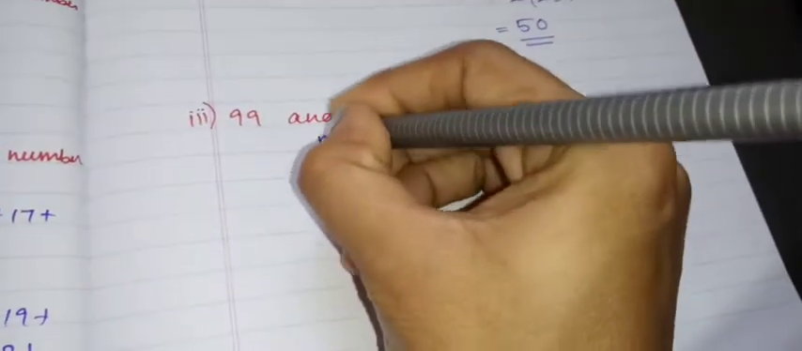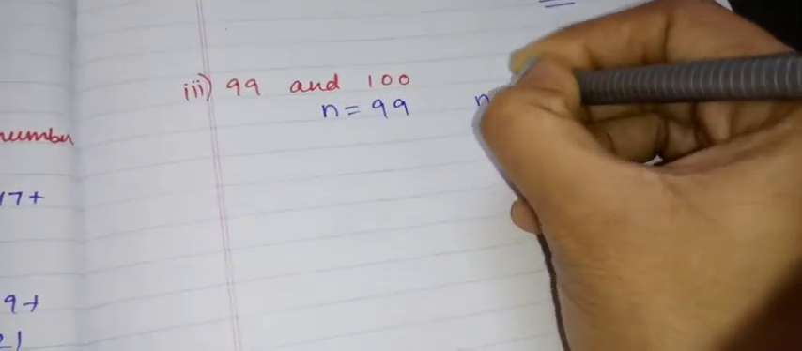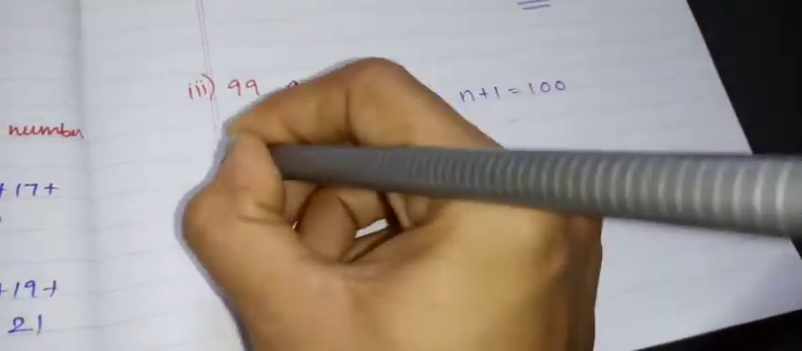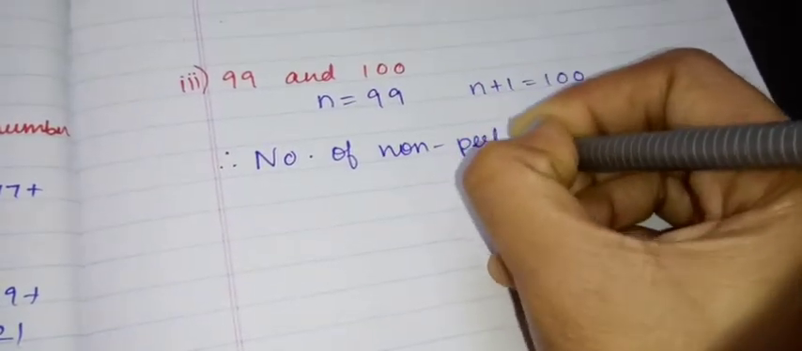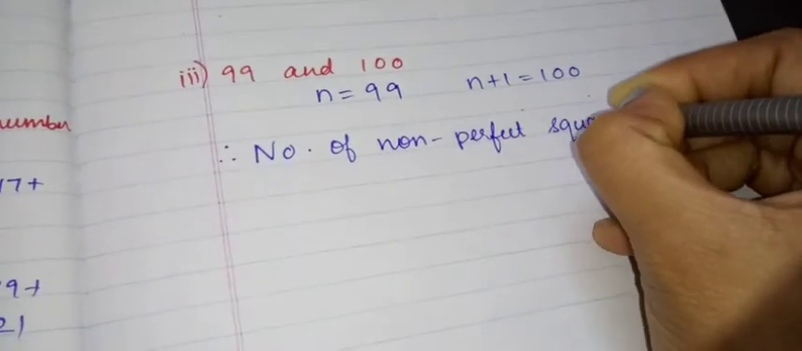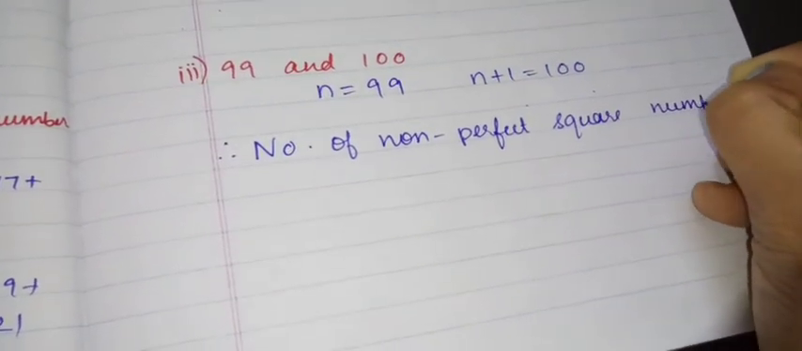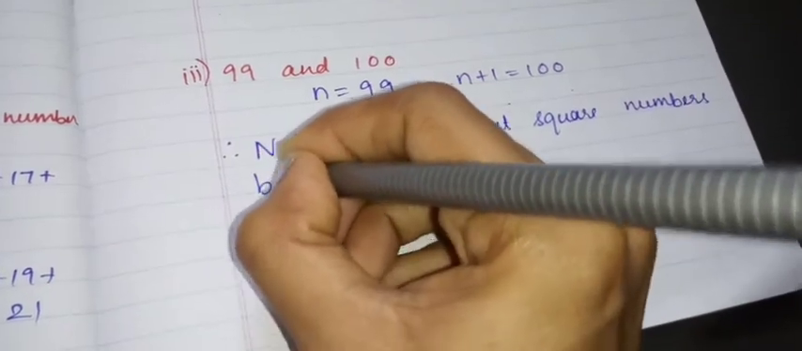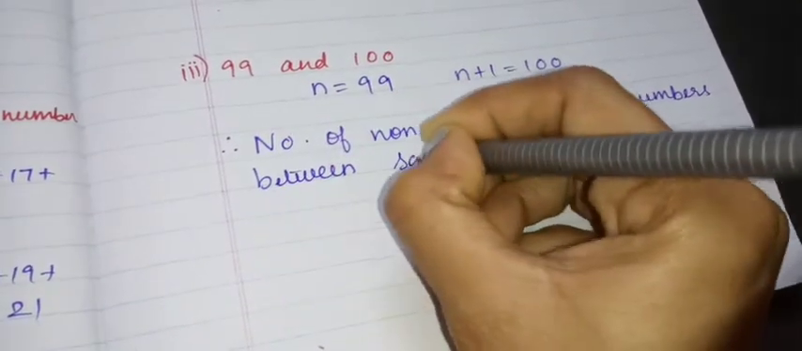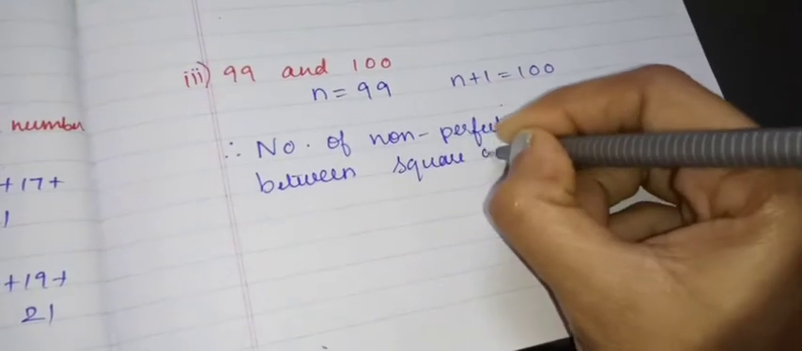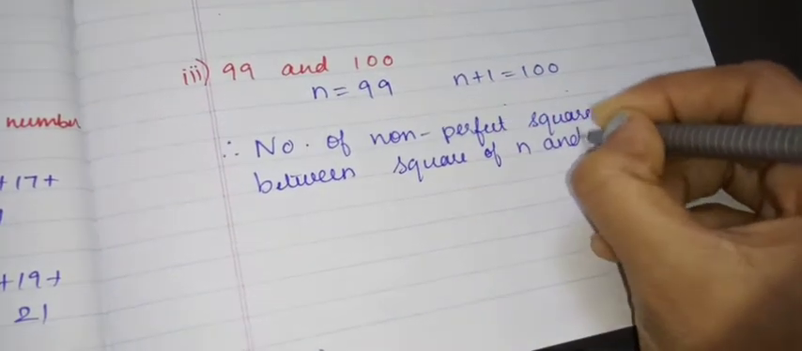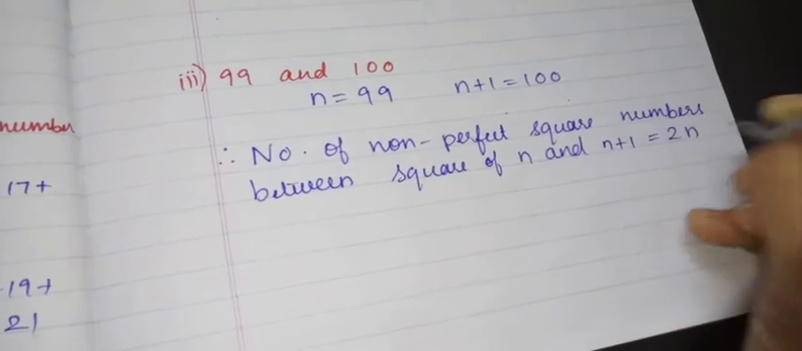Okay. Next, third problem. Which one will you take as n? 99. So n plus 1 means 100. Okay. Therefore, the number of non-perfect square numbers between squares of n and n plus 1 is what, children? 2n. Don't forget this formula.